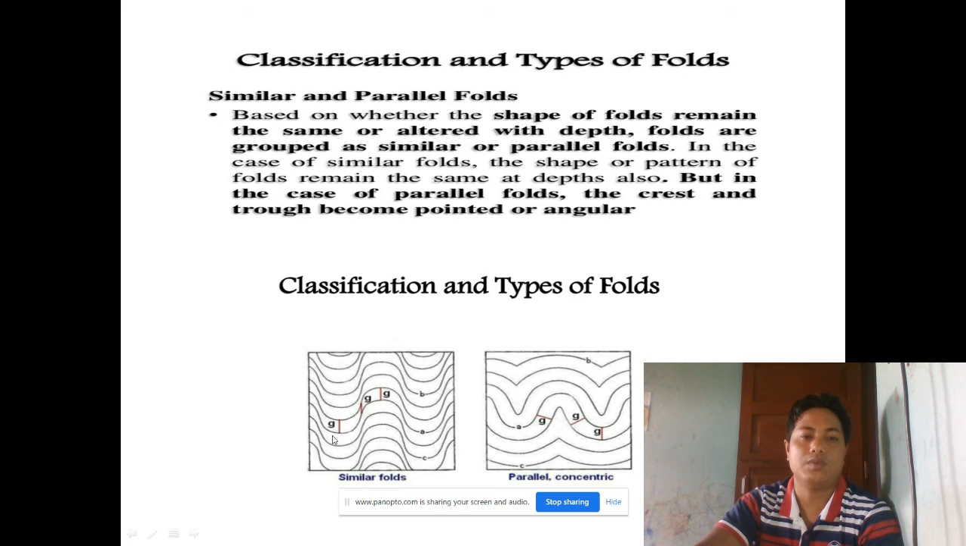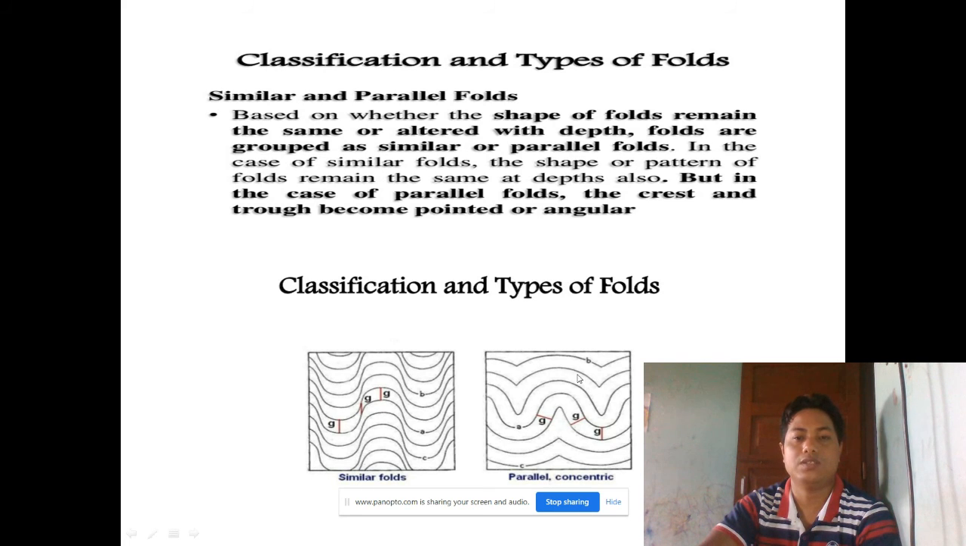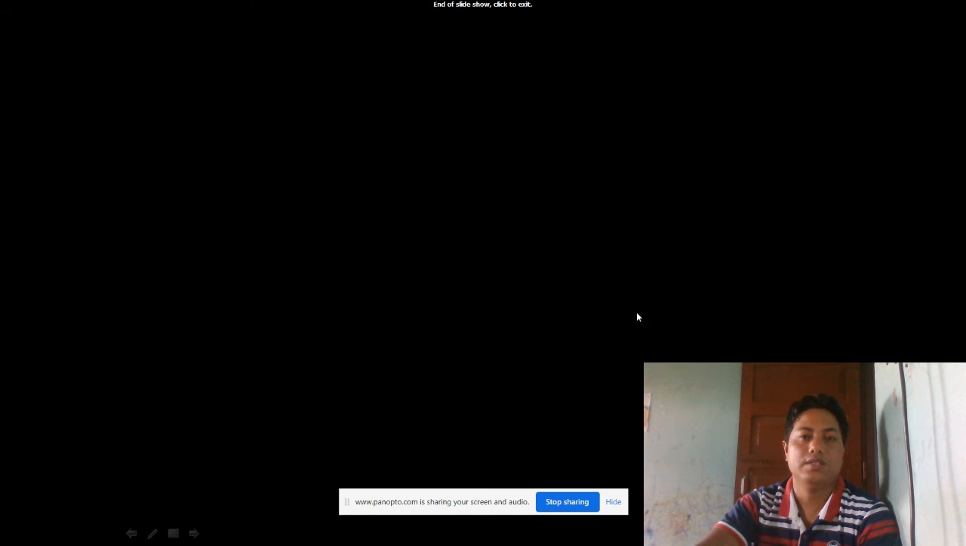Similar folds are like that, equally folded. Parallel folds are like this: this one and this one are parallel, and this one and this one are parallel. This way it is known as the parallel concept.